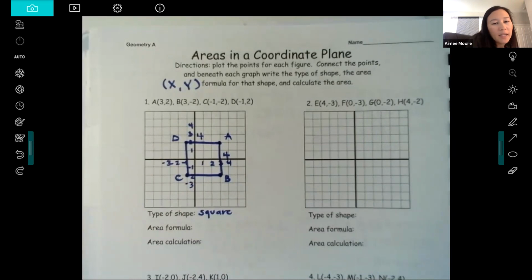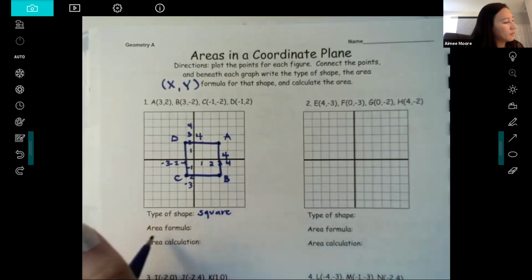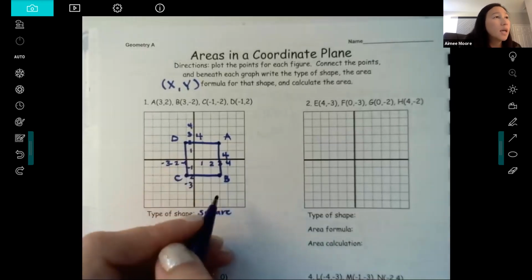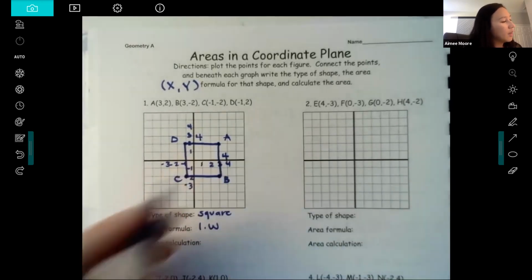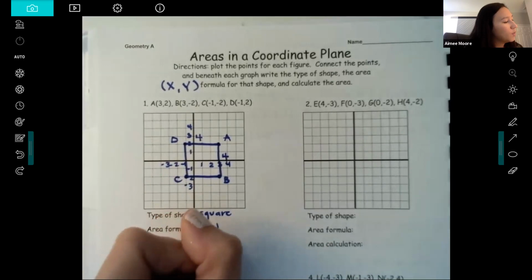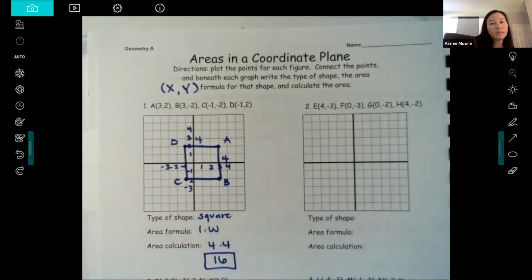We didn't cover it. It's the same as a rectangle. By area and perimeter. Yeah, so a square is just a rectangle where all the sides are equal. So it would just be the length times the width, which is 4 times 4, which would be 16. Okay. Any questions on number 1? No, I got that one.